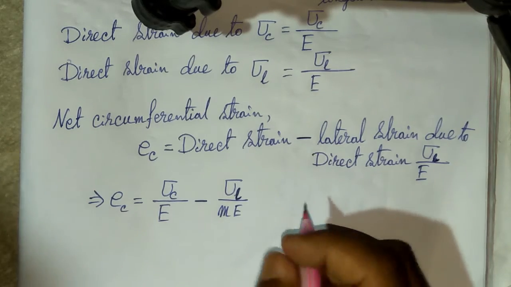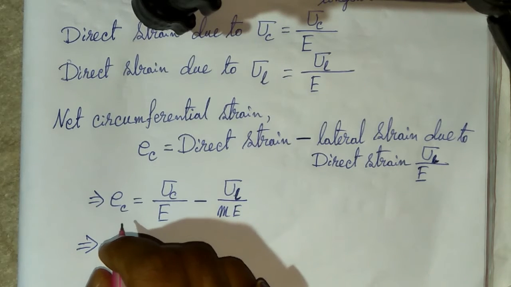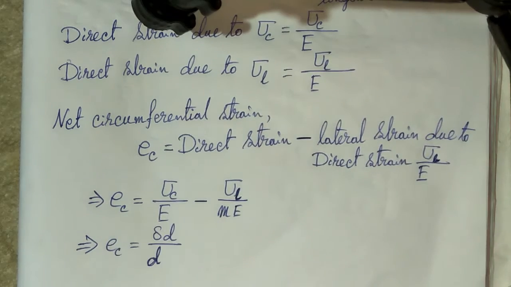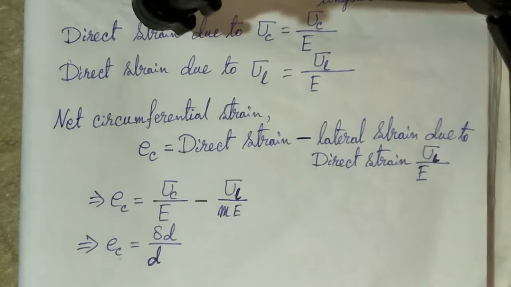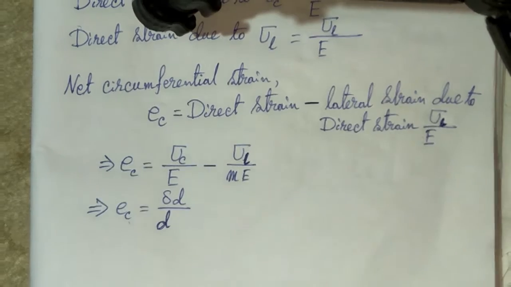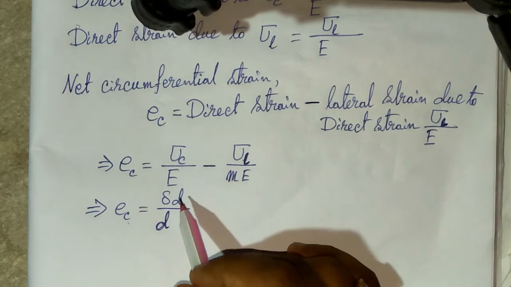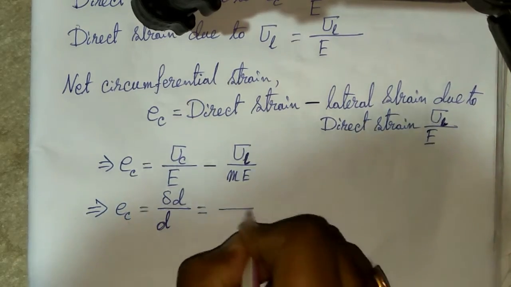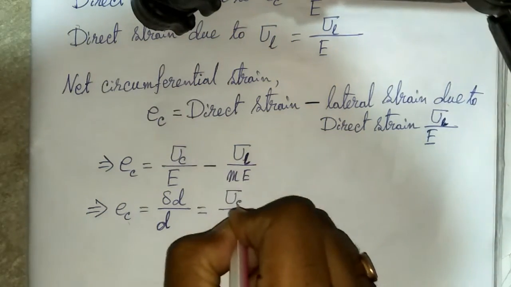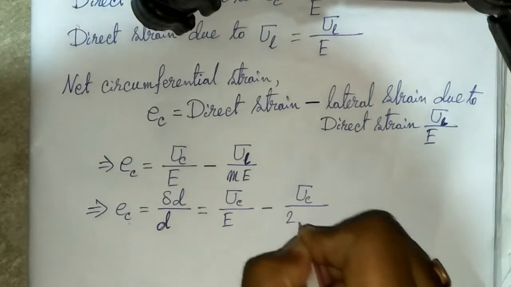That means we can write again that the circumferential strain is nothing but delta d by d. Delta d is the change in diameter by the actual diameter, is equal to sigma c by E minus sigma c by 2 m E.